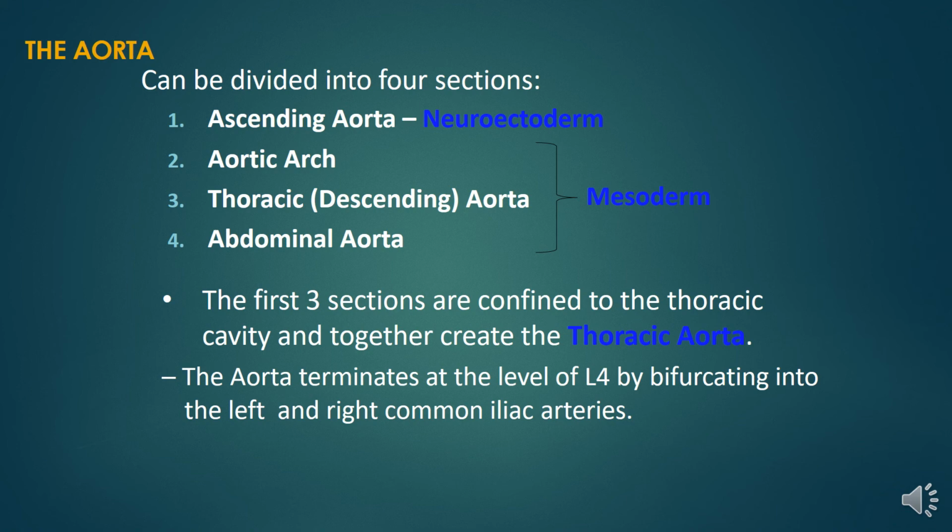It can be divided into 4 sections: ascending aorta, which is derived from neuroectoderm; aortic arch, thoracic aorta, and abdominal aorta, which are derived from mesoderm. The first 3 sections are confined to the thoracic cavity and together create a thoracic aorta. The aorta terminates at the level of L4 by bifurcating into left and right common iliac arteries.